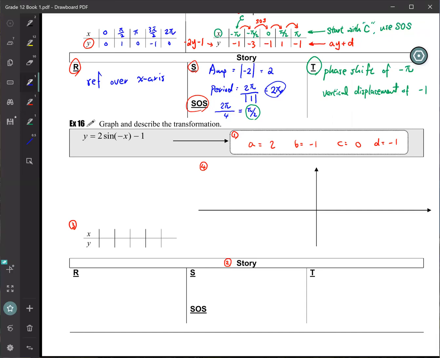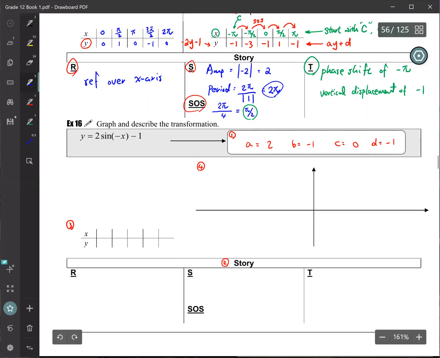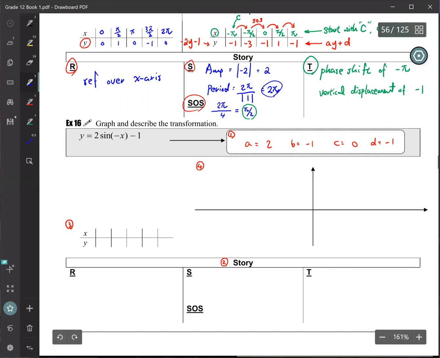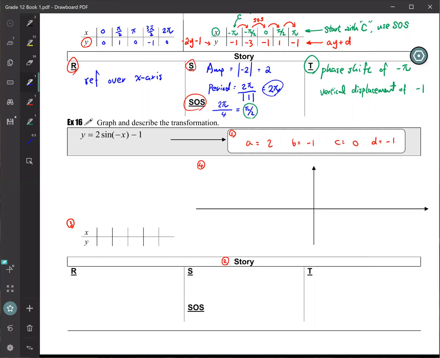Any questions, Samantha, Tiana, Trudy? If you finish the table, please raise your hand, or if you're stuck on any step, let me know. Okay, let's check the story now.